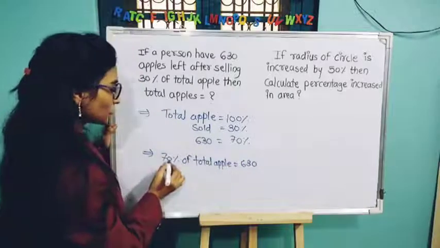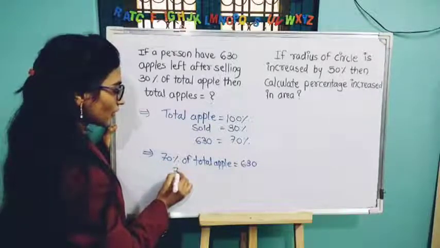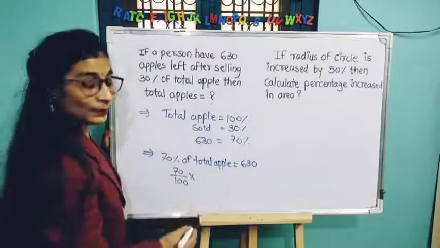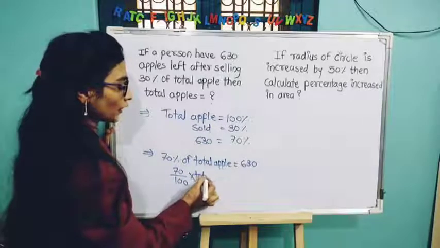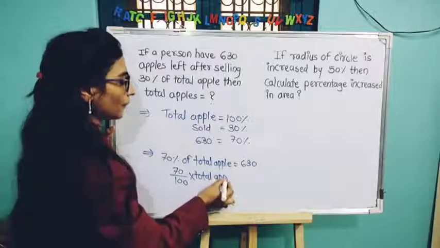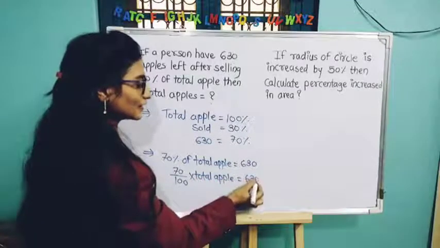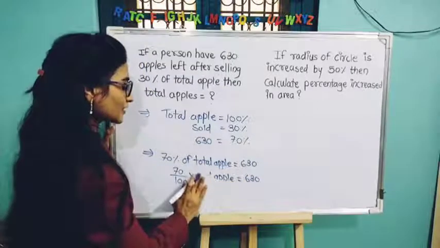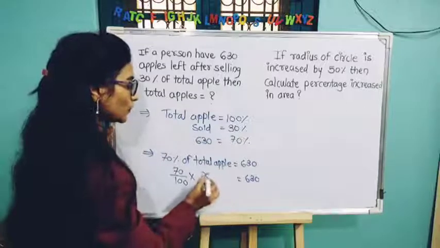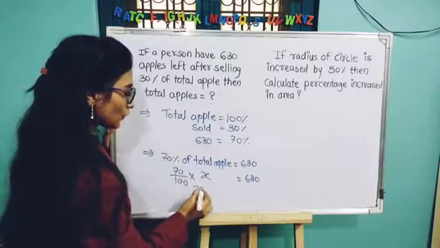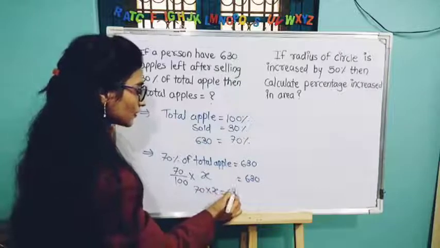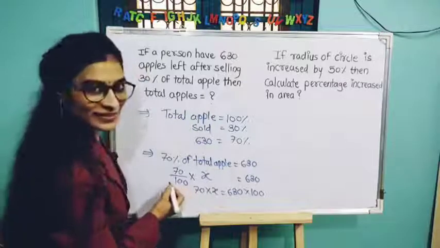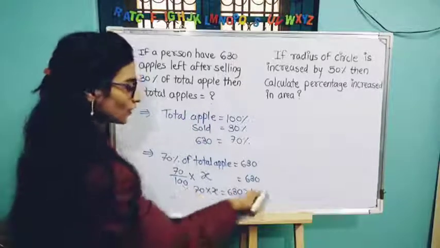So how can we arrange it? Now see this 70%, how can we write it? 70 upon 100. This "of" we have to write in the form of multiplication, and this total apples we write as it is, total apples, which is equal to 630. So now we will rearrange this equation. Instead of total apples, I will write x here, so it will be easier to understand. So 70 into x is equal to 630 multiplied by 100. I just remove this 100 from this side and take this 100 to that side.